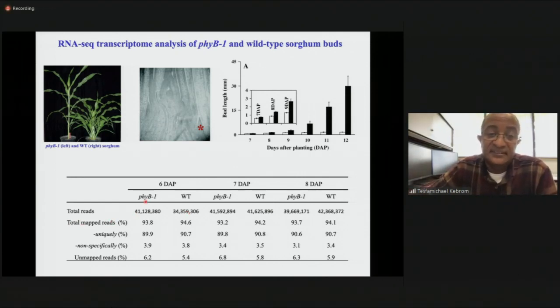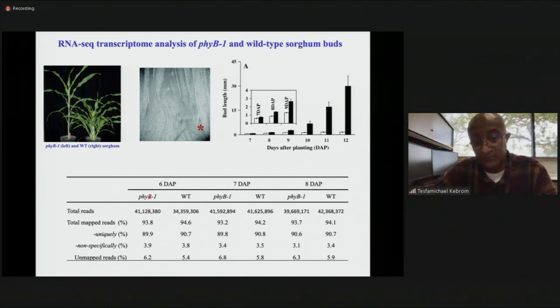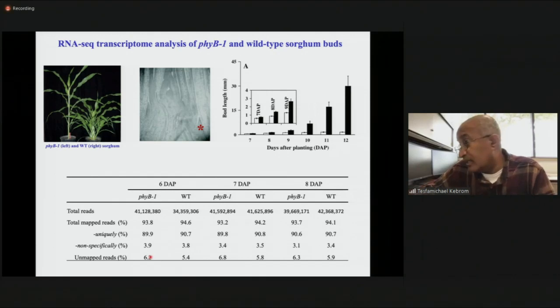Then we mapped the fragments to the sorghum genome. By this time, the sorghum genome was sequenced. About 93% of the RNA fragments sequenced from the 5B1 buds were mapped to the sorghum genome. On average, about 90% were uniquely mapped, that means mapped to unique genes. About 4% were mapped non-specifically, and about 6.2% were not mapped. So this means, although the sorghum genome is sequenced, it is not 100% complete. Some genes are still not yet sequenced. That's why it's less than 100%.